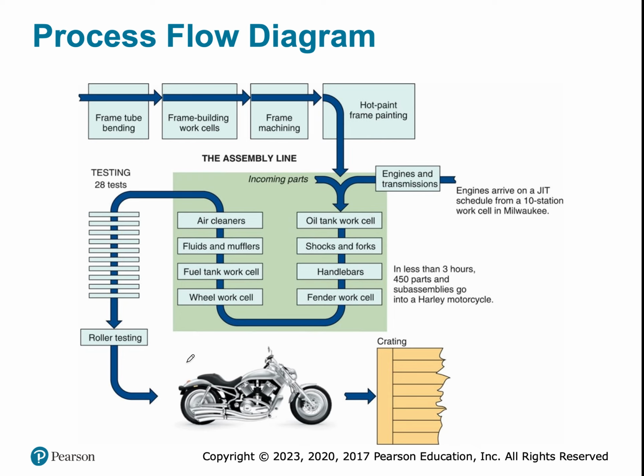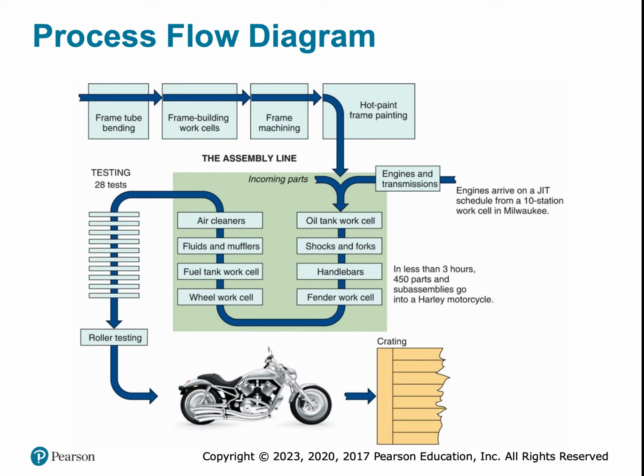The first part was the frame tubing of the motorcycle, how to frame the tube of the motorcycle, and then the frame building and work cells. The next stage was to build the frame and the work cells, the integrated cells on the frame of the body of the motorcycle. And then the frame machining, how to machine it and join the joints together, weld where it needs to be welded, join the whole entire frame together, and then hot painting, the frame painting. So they used hot paint when they were painting the frame.